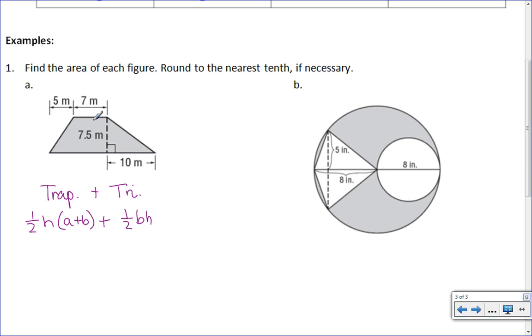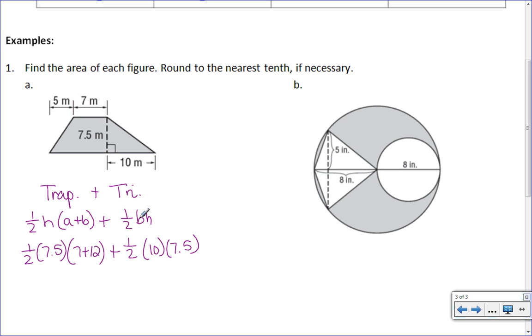So let's look at the trapezoid. In the trapezoid, we have two bases. One of them is 7 meters, and the other one is 5 plus 7, or 12 meters. The height of the trapezoid is 7.5. So let's substitute those. The height is 7.5, and then the two bases are 7 and 12. For the triangle, the base is 10, and the height is 7.5.